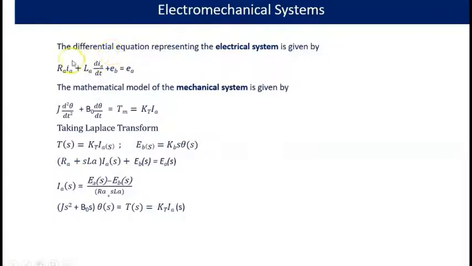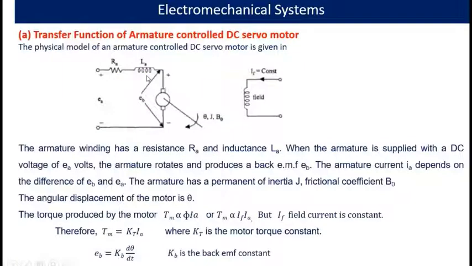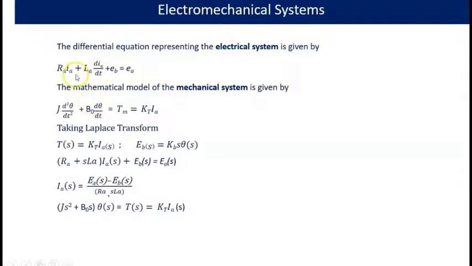For that, we have to take the differential equation representing the electrical system, that is RA Ia plus LA dIa by dt plus EB is equal to EA. We have to consider this back EMF also. It is opposite to the applied voltage. So RA Ia plus LA dIa by dt plus EB is equal to EA.